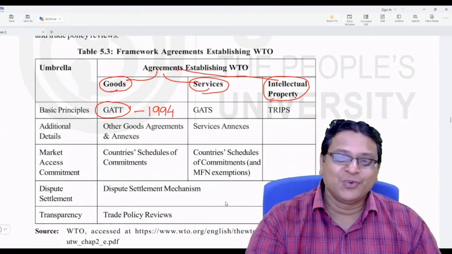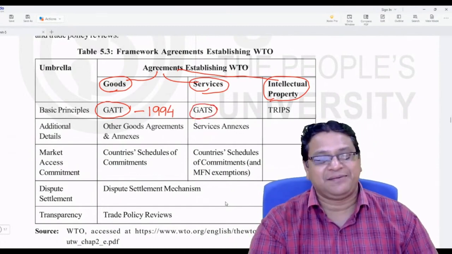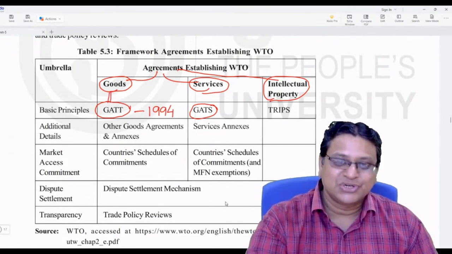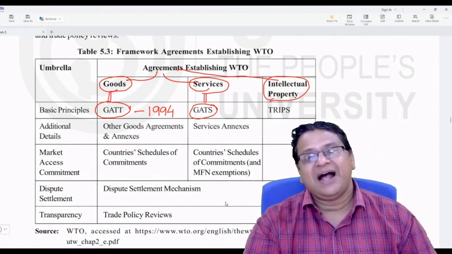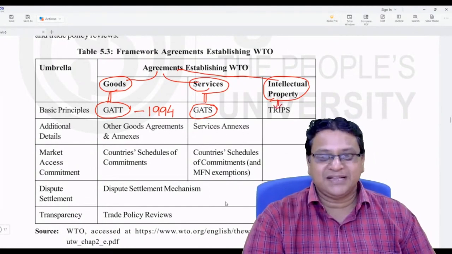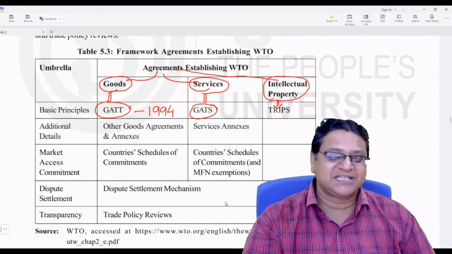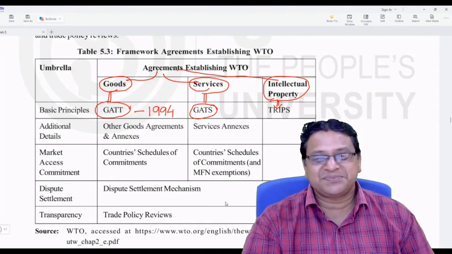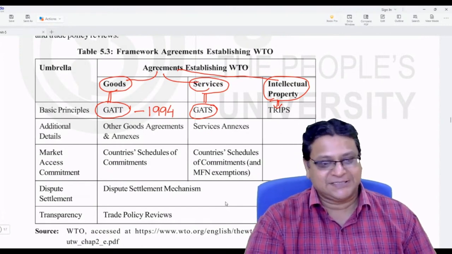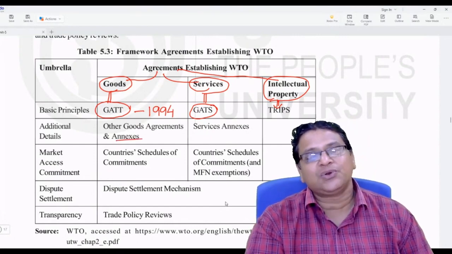to 1994. The rules and regulations related to services are represented by an agreement. That agreement is known as the GATS agreement, General Agreement on Trade in Services. So the GATT agreement is related to goods, the GATS agreement is related to services, and the agreement related to intellectual property is known as the TRIPS agreement. So these are the three major agreements under WTO: GATT, GATS, TRIPS. GATT means rules related to goods, GATS means rules related to services, and TRIPS means rules related to intellectual property rights.